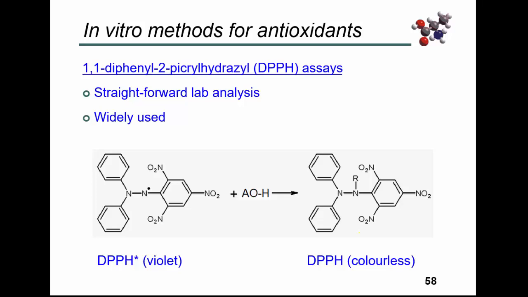There are many other in vitro methods available, such as iron peroxide assays, Trolox, ORAC, estimation of nitric oxide. See the paper cited in the notes if you want to have a review of these. You may be thinking about a project sometime in the future.